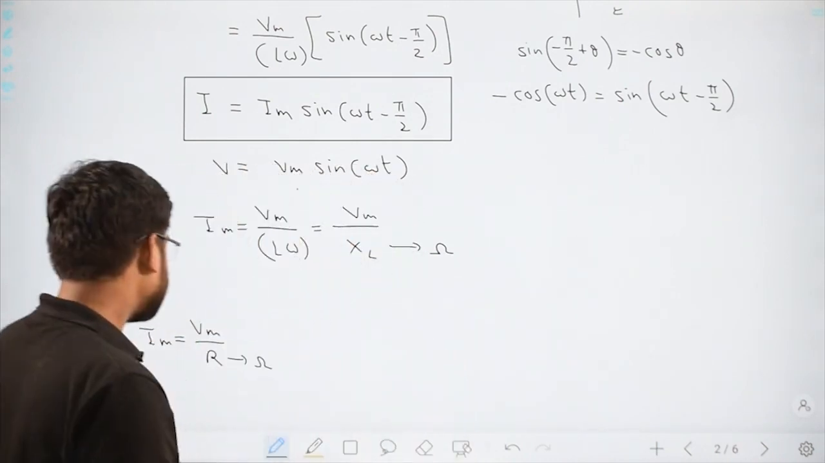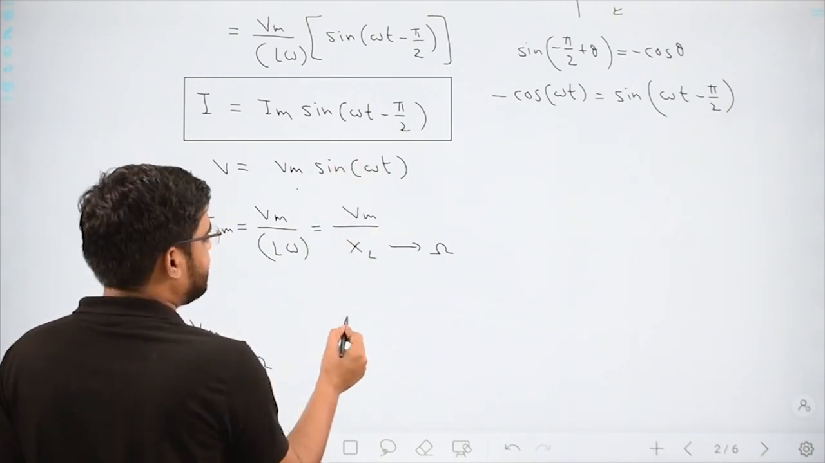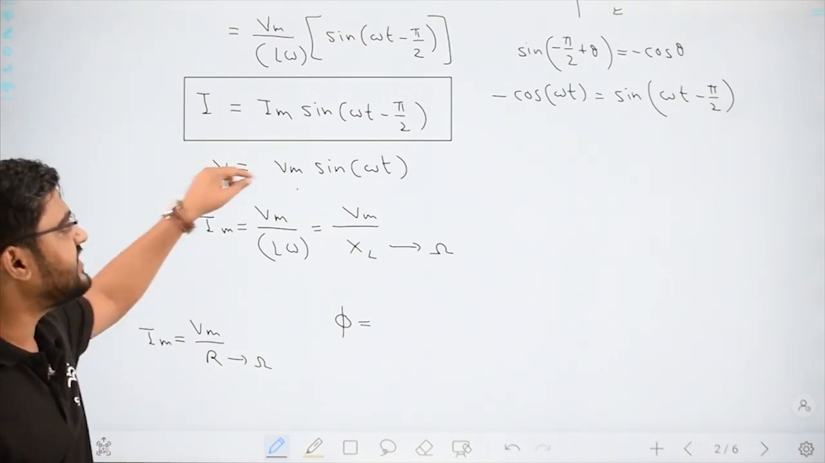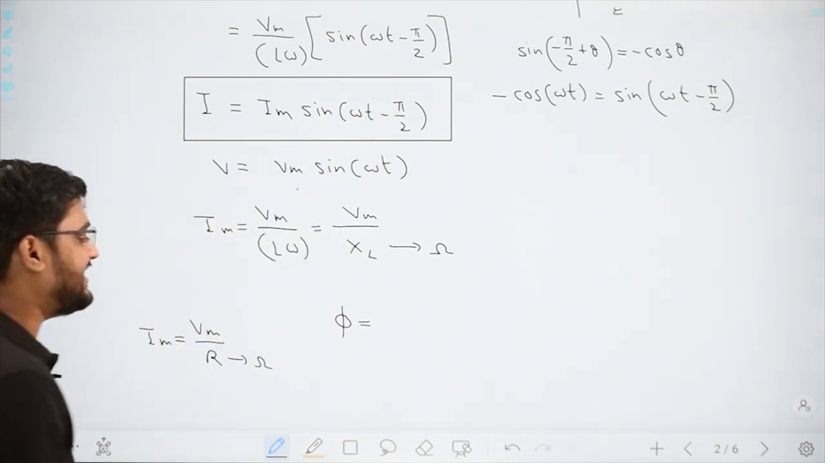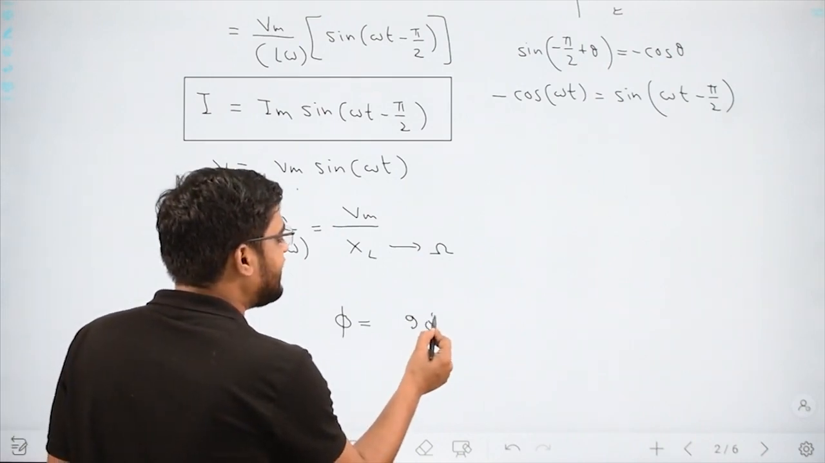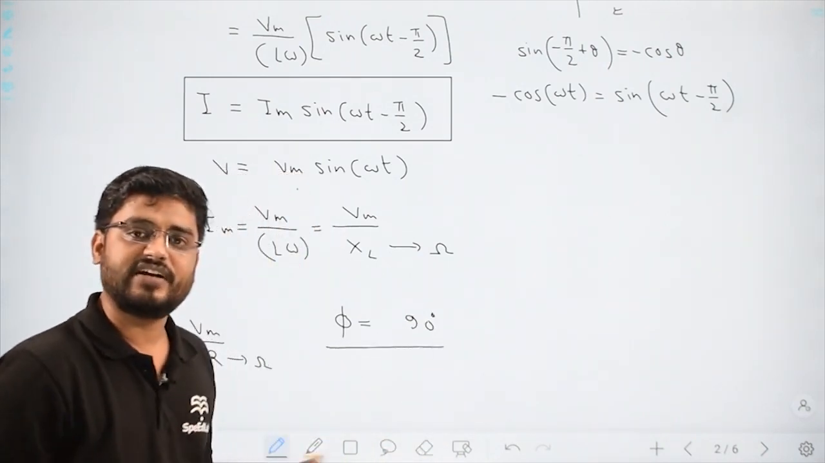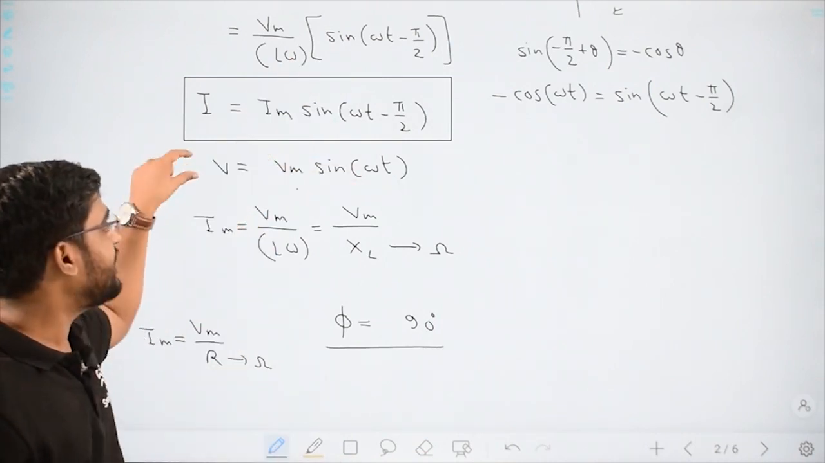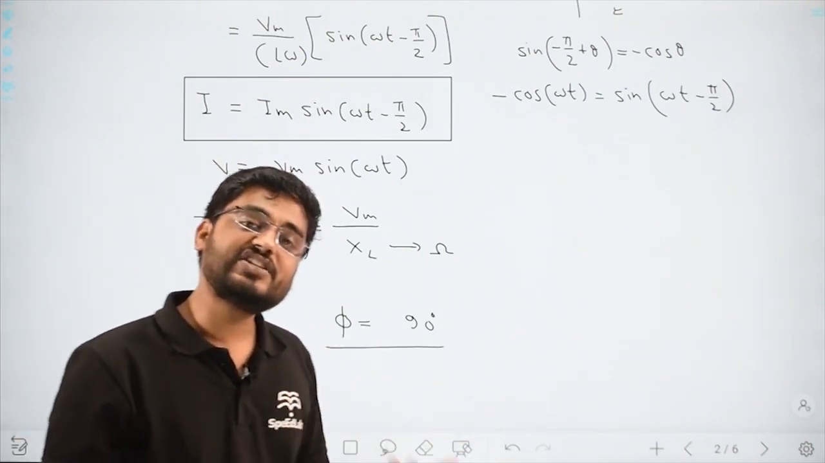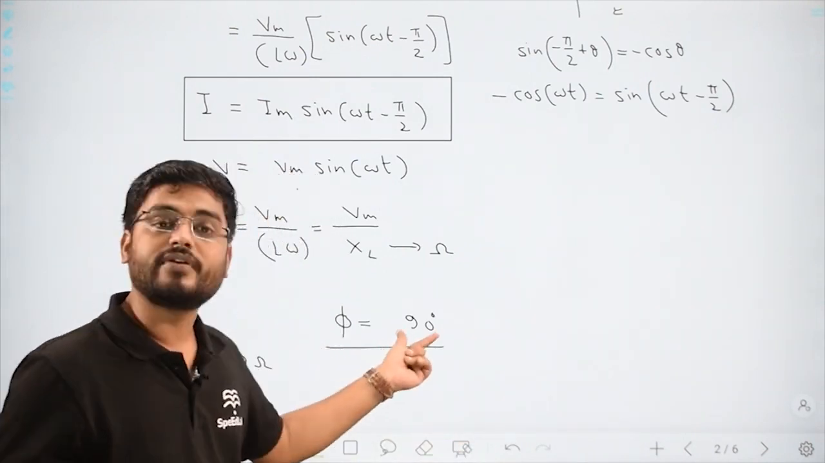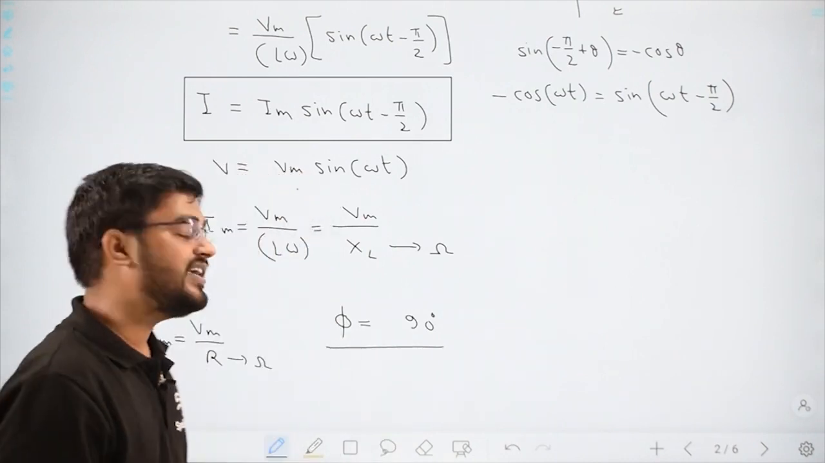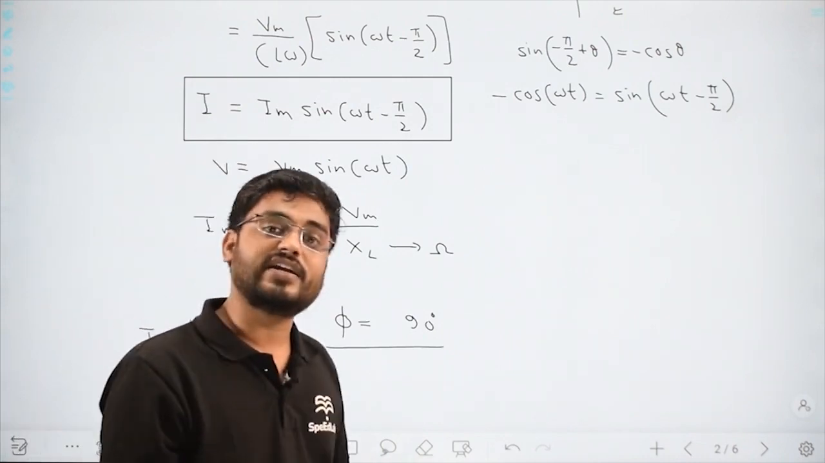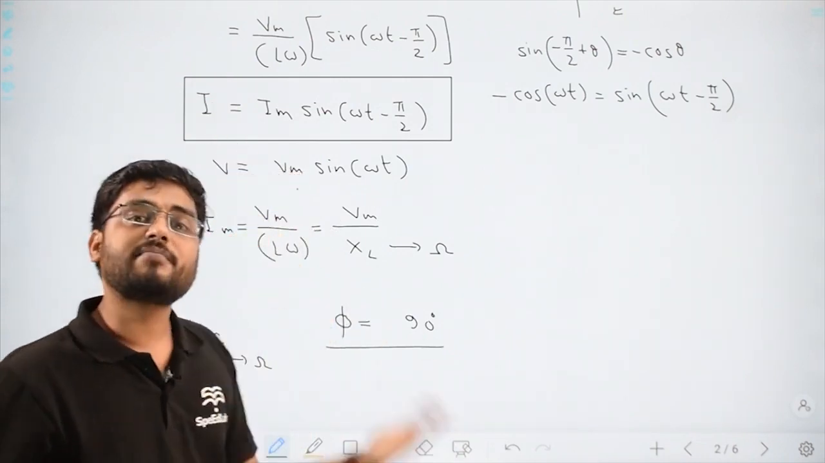Okay, now what about the phase difference? As you can see, the current and voltage have a phase difference of pi by 2 or 90 degrees. So phase difference is simply 90 degrees, but the way of saying it is different. If this is 0, this is minus pi by 2. So we can say that voltage leads the current by an angle of 90 degrees, or alternatively we can say current lags. Current is behind. So current lags behind the voltage by an amount of pi by 2.